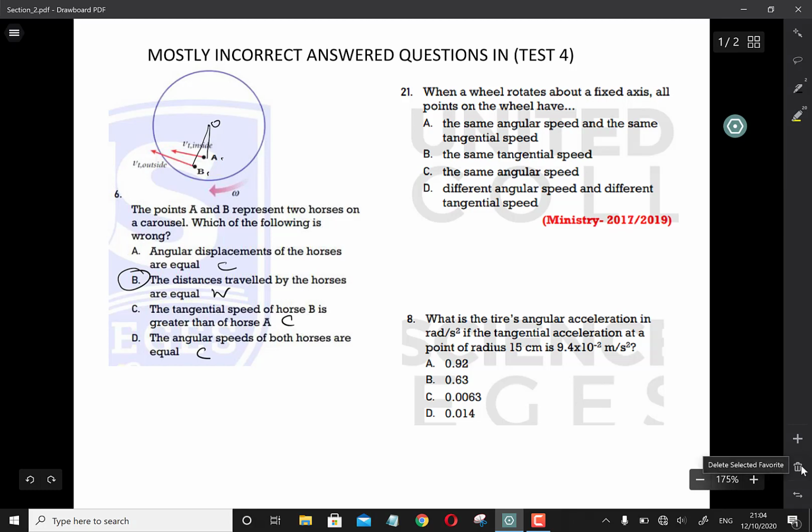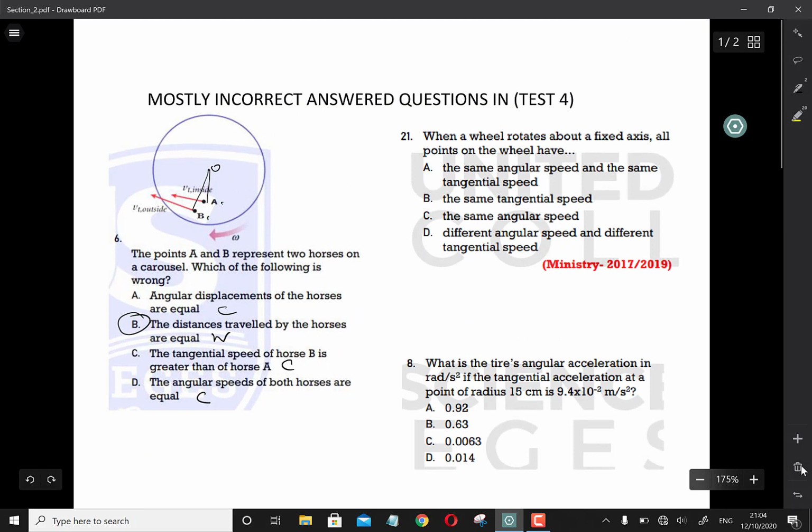Question number 21 is another mostly incorrectly answered question. When a wheel rotates about a fixed axis, all points on the wheel... So the wheel is a rigid object. We know that for a rigid object, its shape is not changing, it's rotating. Every point on this wheel will rotate with the same angular quantities: same angular speed, same angular displacement, same angular acceleration. So A, same angular speed, correct, but same tangential speed is incorrect.